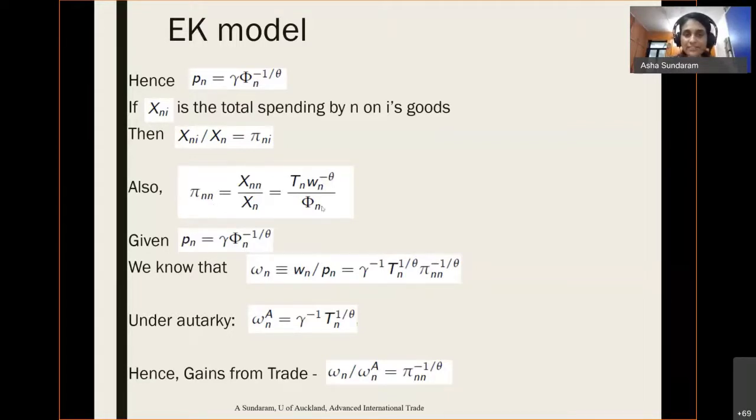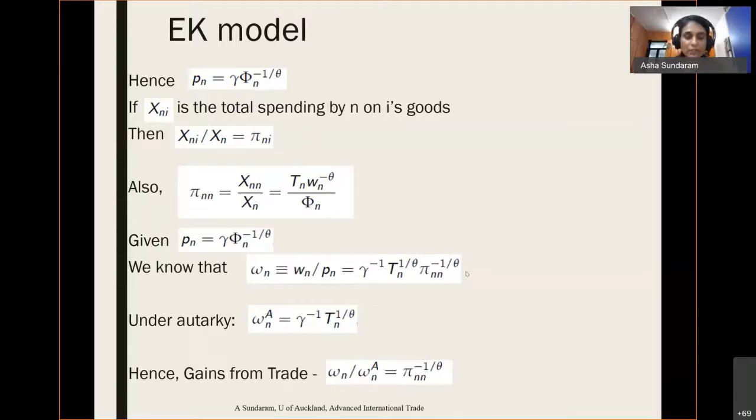That's just Tn Wn to the negative theta divided by phi n, from the previous slides. We know that Pn is just the gamma function times phi n to the power negative 1 over theta. We also know that welfare is typically measured as the real wage, the wage in India divided by prices, which is purchasing power in a way. We know that Wn over Pn can be written from this pi nn expression, and given that Pn is also defined in terms of gamma and phi, I can calculate Wn over Pn from those two previous equations. What I see is that it's just gamma inverse Tn to the power 1 over theta, pi nn to the power negative 1 over theta.